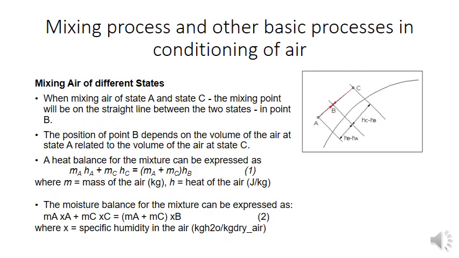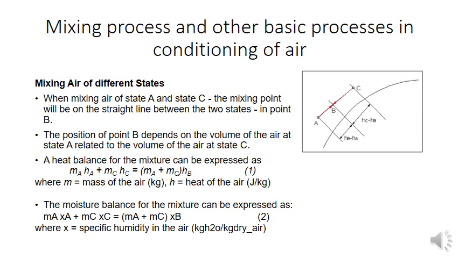The next example is the mixing of air in two different steps. In this particular diagram, A to B and C to B, one process is basically heating and humidifying, and the second process is cooling and dehumidifying. So A to B and C to B. What is happening here? We are increasing the enthalpy here, and we are decreasing the enthalpy there.